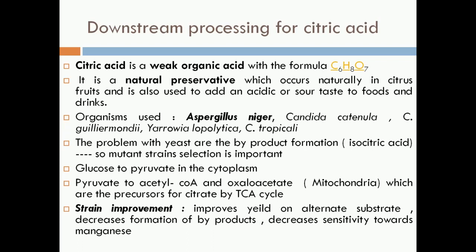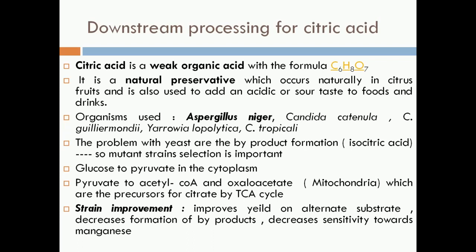Apart from this, even Candida and other species can be used, but there is a problem with yeast. They produce a lot of byproducts. Instead of producing citric acid, they produce isocitric acid, which is a problem. We don't want isocitric acid production, we want to produce citric acid. To avoid that, you can try to use Aspergillus niger and we can try to improve the strain.